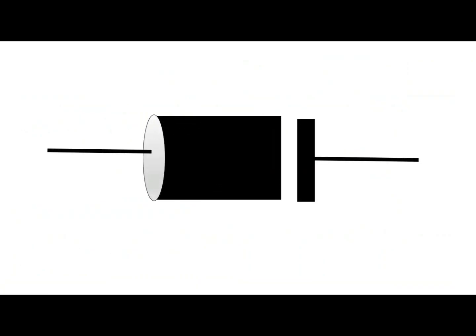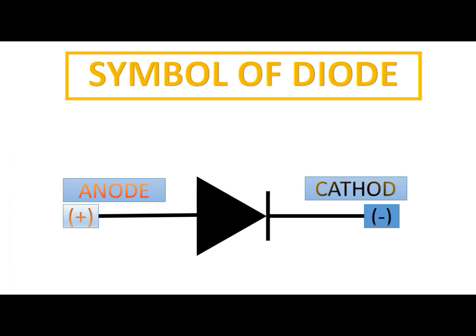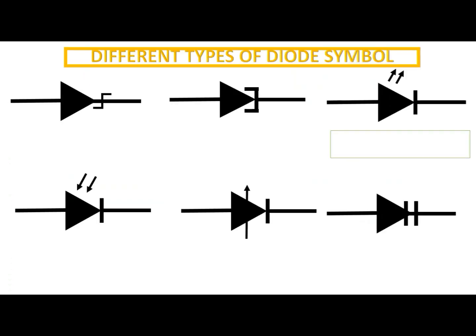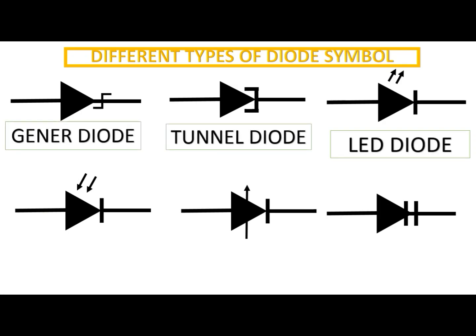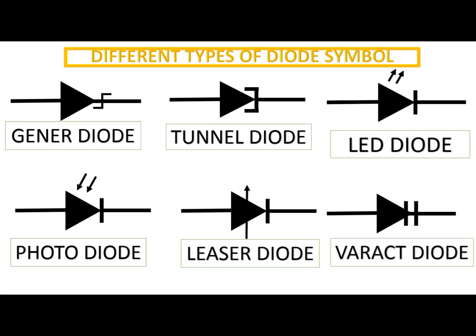This is a picture of a diode. This side is the anode, which is positive, and this side is the cathode, which is negative. This is the symbol of a diode. There are different types of diode. Their symbols are like Zener diode, tunnel diode, LED diode, photodiode, laser diode, varactor diode.